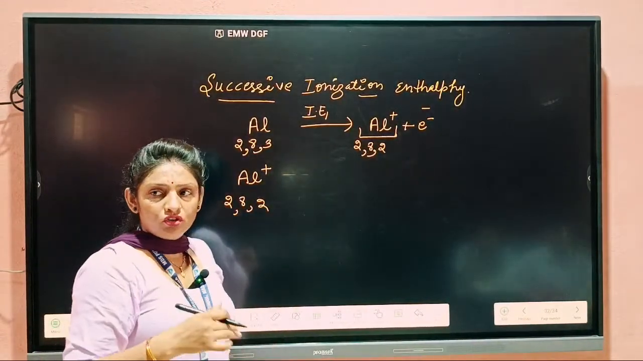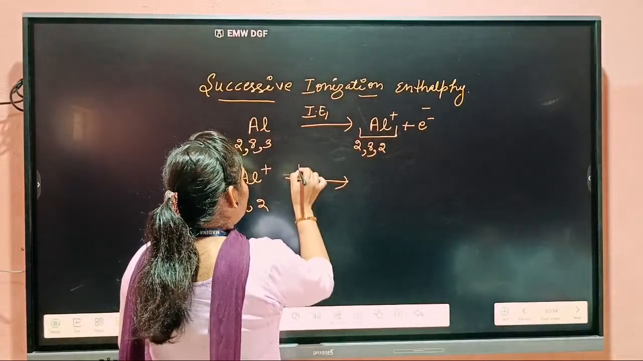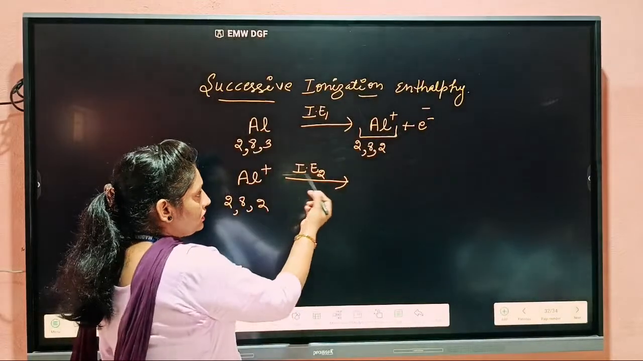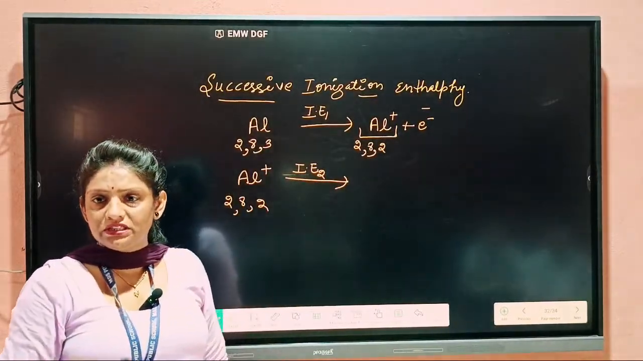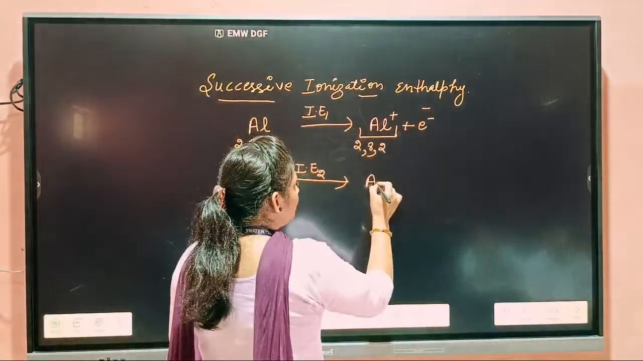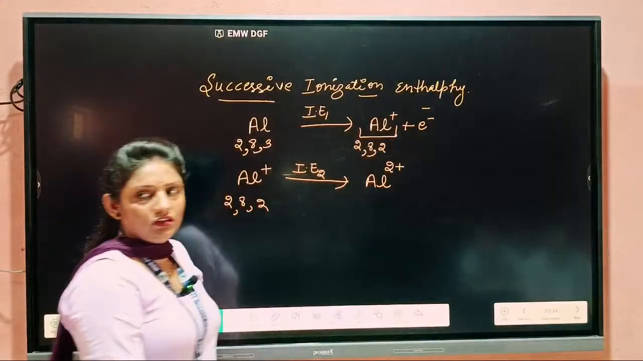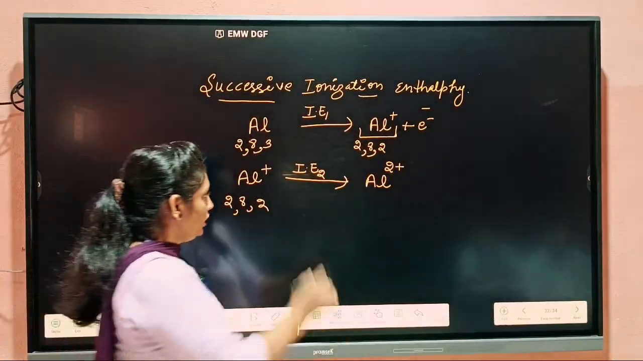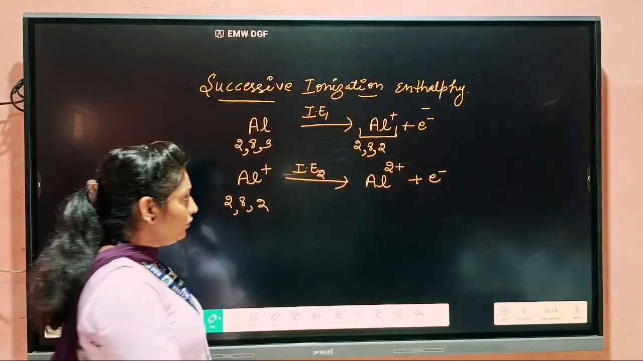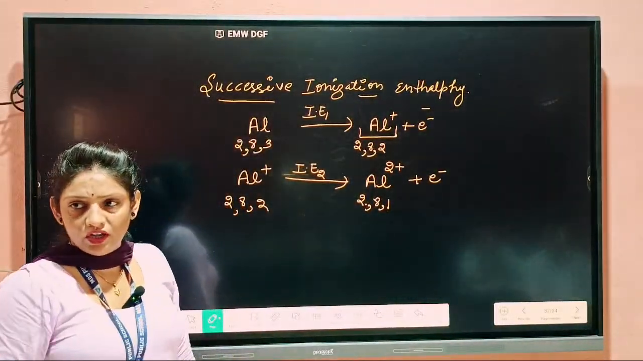Further I want to remove one more electron from the outermost shell. So again I need to provide some energy. Let us consider this the second ionization enthalpy, IE2. Then one more positive charge will be attained, and it converts into Al2 plus. It has removed one more electron, so the configuration is 2, 8, 1.